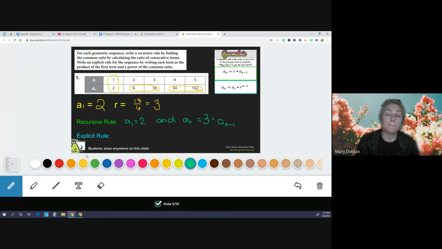Now, there's a third part, and even though it's not here, we always want to define a sub 1, but we also want to say that this is for n greater than or equal to 2. Because if n is 1, I'm not going to use this rule, because if n is 1, that means a sub 1 is 2, it's defined. So this is for n greater than or equal to 2. And that's our recursive rule.